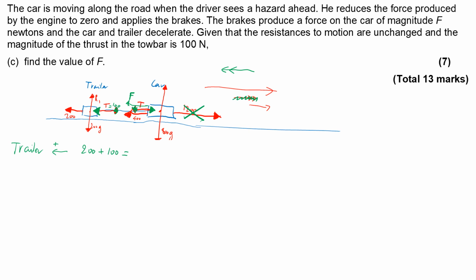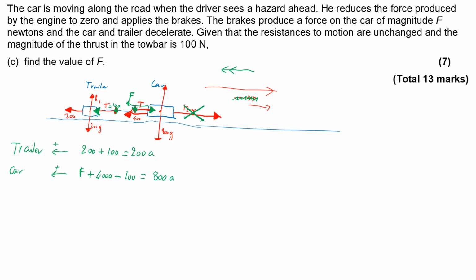So m is 200, and a is a deceleration. Do I know what a is? No, I don't. So if I go to the car, I'm going to choose the same direction. What forces do I have? I have a braking force, which goes in the direction I've chosen as positive. I have got the resistance, which I had from the beginning. And this time, I also have this thrust. The trailer is pushing me forward. So F plus 300 minus 100 equals 800a.